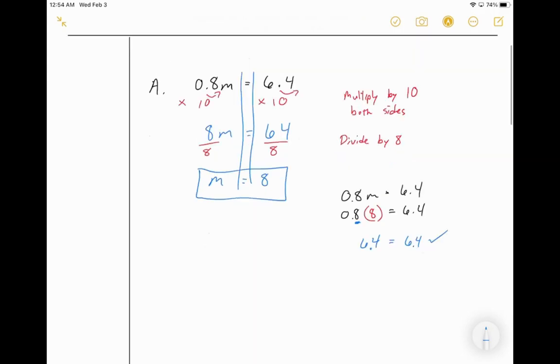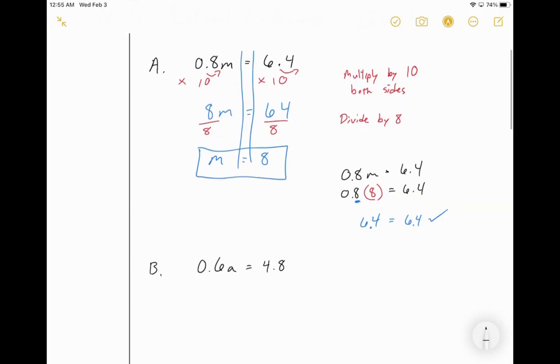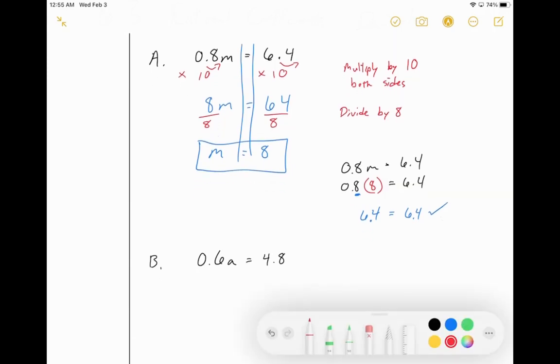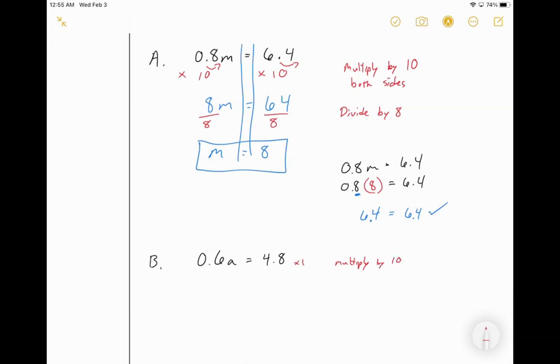So let's go ahead and do another one of these problems. Right, so it's very similar. Let's just do one that's very similar. If I had 0.6a, right, is equal to, let's say, 4.8. So again, what I'm going to do is multiply both sides by 10, so times 10 on both sides. That's going to move my decimal over one place on each.